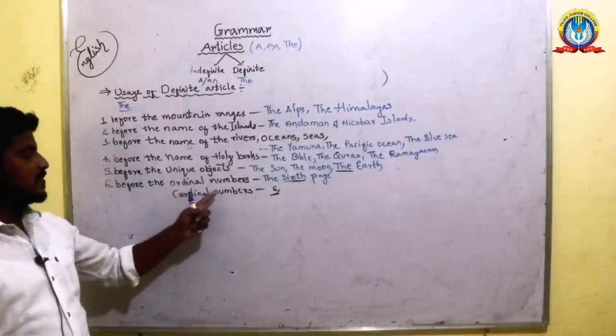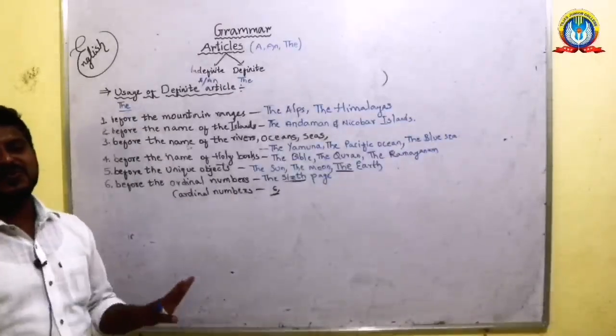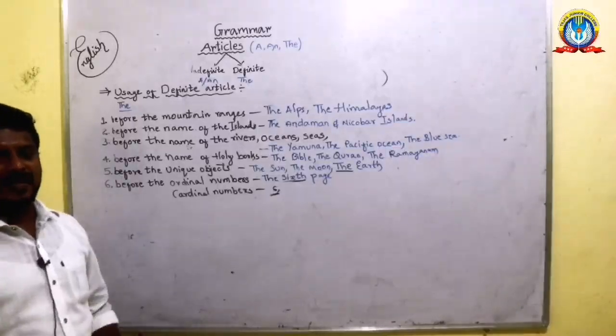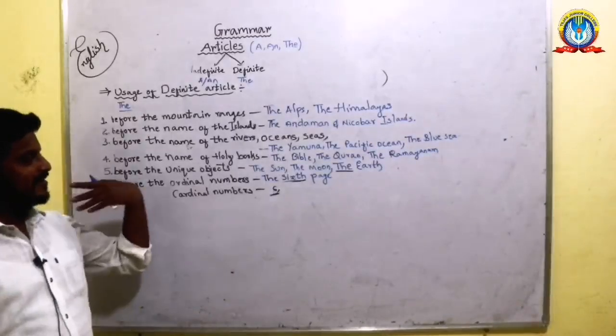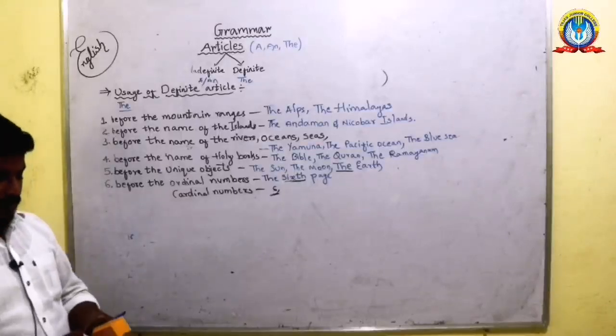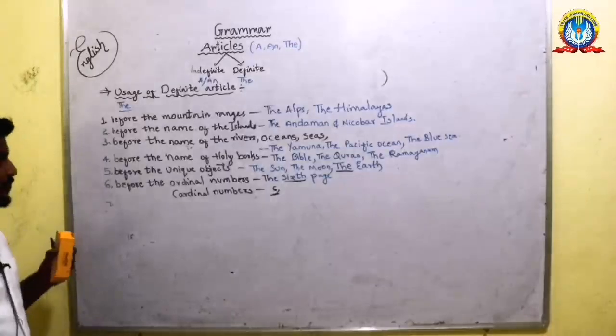And coming to this, this is called cardinal numbers, that is "six". We should not use any article. I mean, it should be rectified like that. We should not touch it. In this case, it is applicable for ordinal numbers. Here, we go for the next rule.